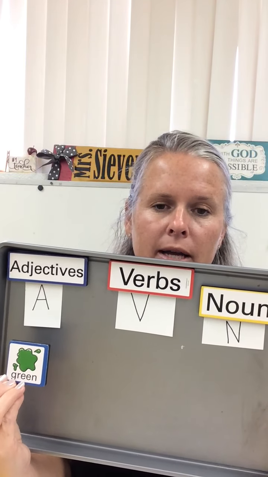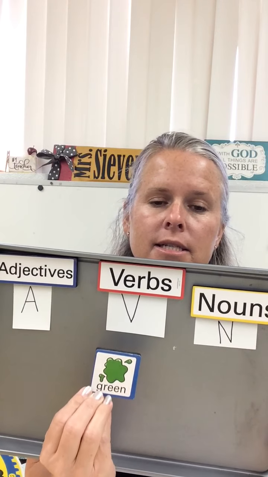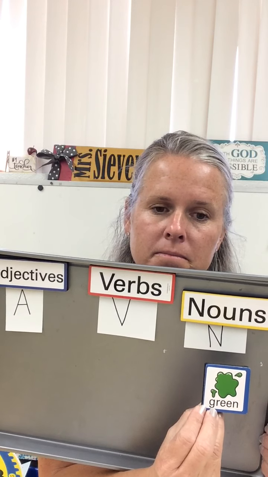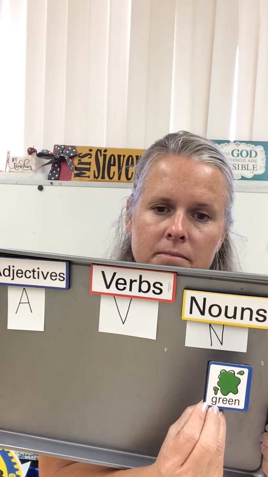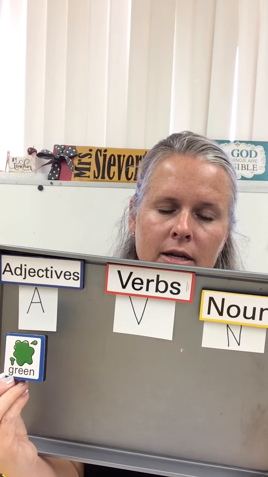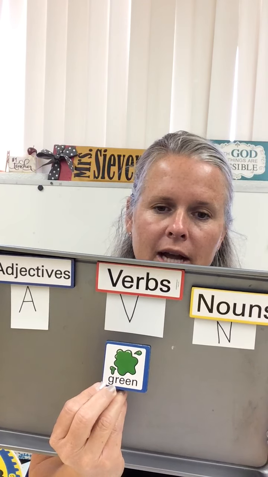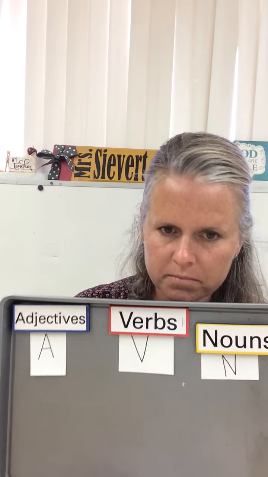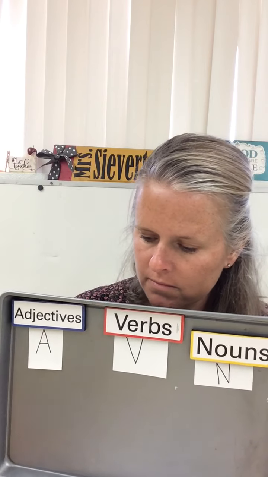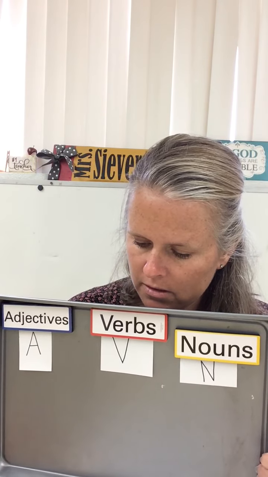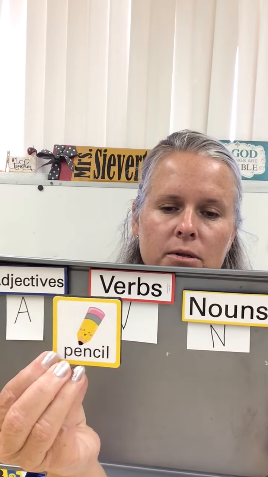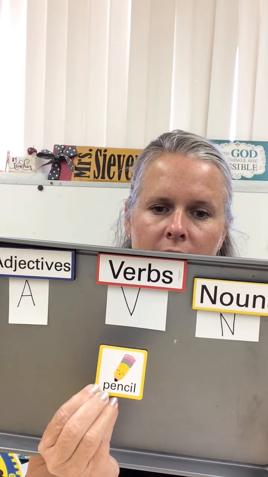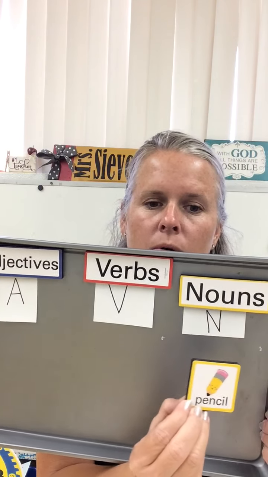Okay, let's do green. Green, does it describe? Is it telling you what it's doing? Or is it a noun? So we've got describe, something that's doing, an action word, or a person, place, or thing. Pencil. Describing, doing, or person, place, or thing.